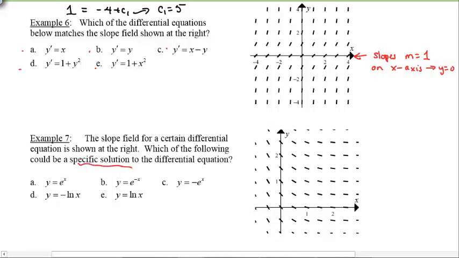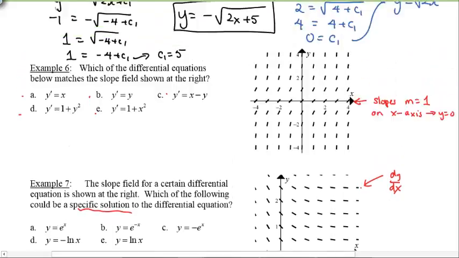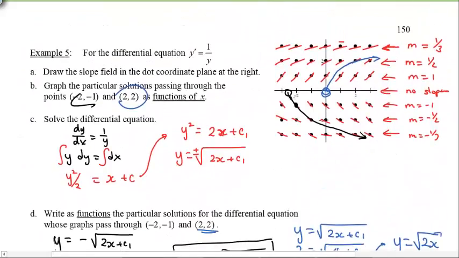So what I'm saying to you is this. I want you to find me the actual function y, not dy dx. This is a graph, so these lines represent slopes or dy dx. And then from there, can you figure out the actual specific solution? So that's like me up here in example 5, drawing this specific solution in black and blue.